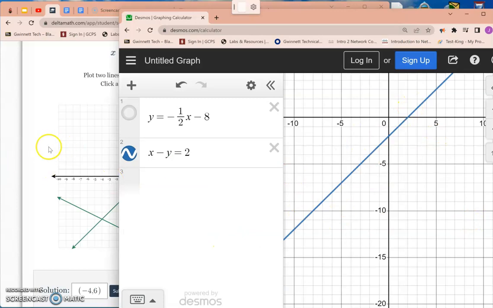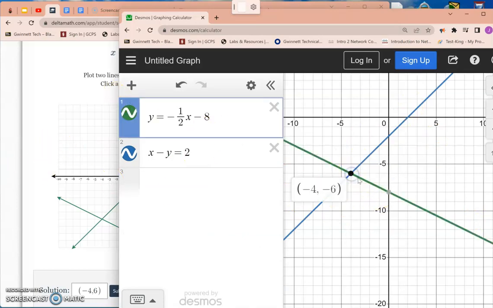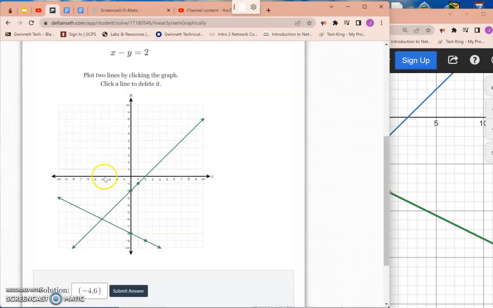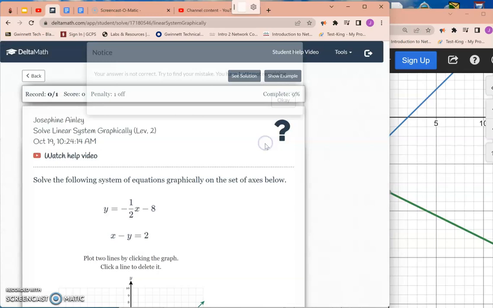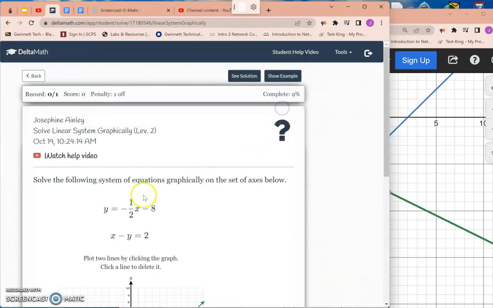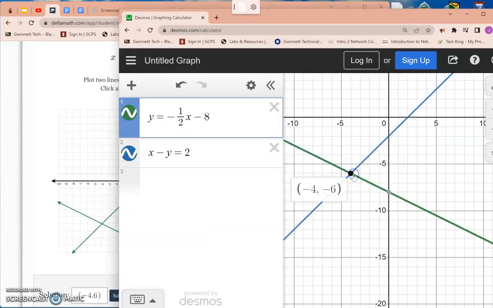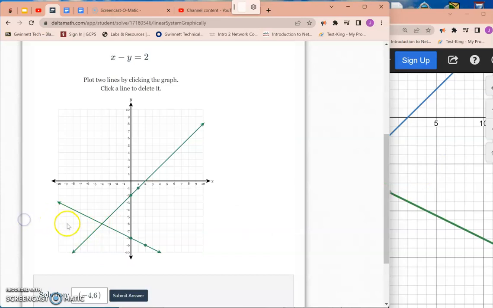So always make sure your lines are looking the same, and then make sure that this is the same right here so that you know you did it correctly. So (-4, -6) is the intersection. (-4, -6), and that's right, so I'm good. So double check your intersection to make sure you copied your graphs correctly, which for some reason I didn't. (-4, -6), that's fine.